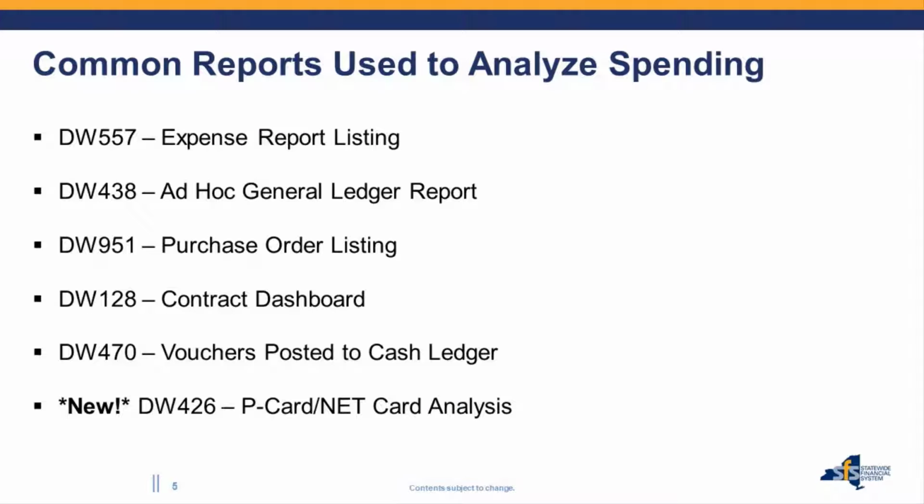Some of the common reports used to analyze spending are what we're going to be focusing on today: the 557 expense report listing, the 438 ad hoc general ledger report, the 951 purchase order listing, the 128 contract dashboard, the 470 vouchers posted to cash ledger, and the new report that we will be going into, the DW426, the P-card, net card analysis report. We're looking forward to showing you that in a little bit.